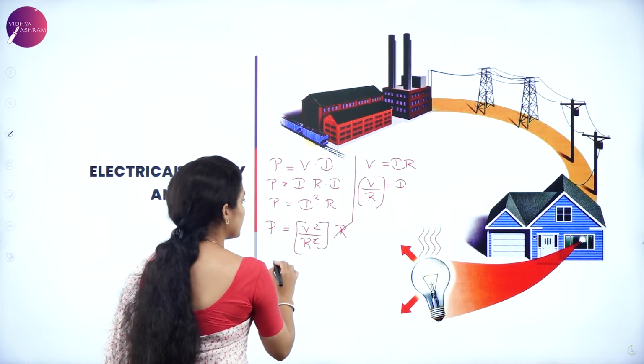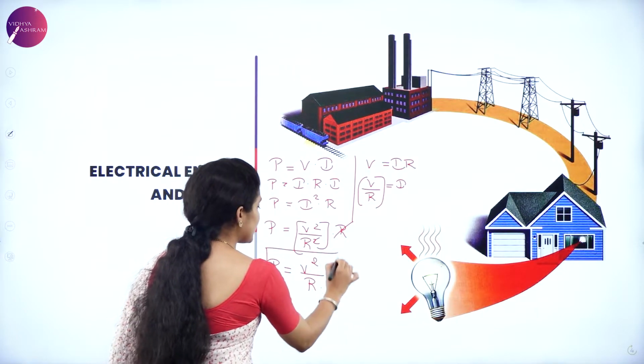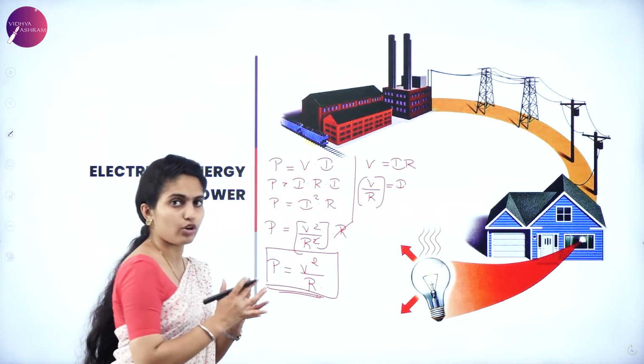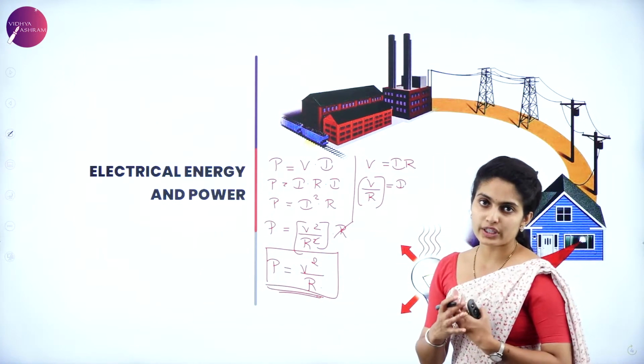R square cancels with R. So what do we have? P is equal to V square by R. So this equation equates the power loss or the ohmic loss. It is also called ohmic loss because we use Ohm's law equations over here.